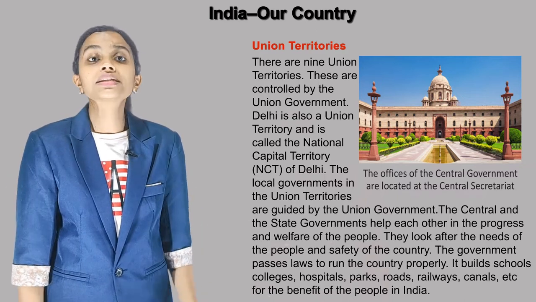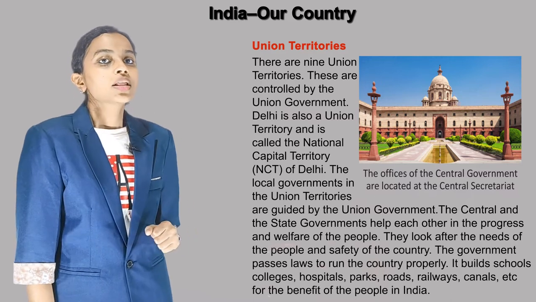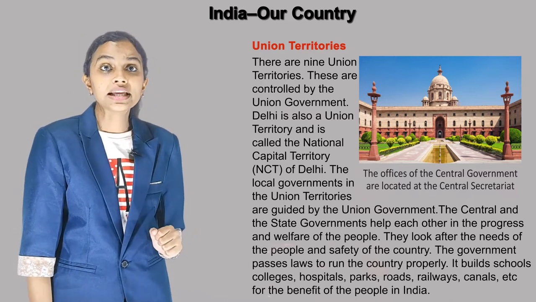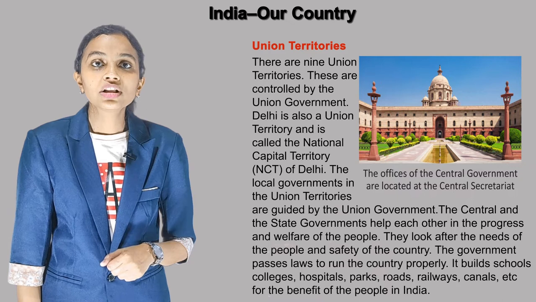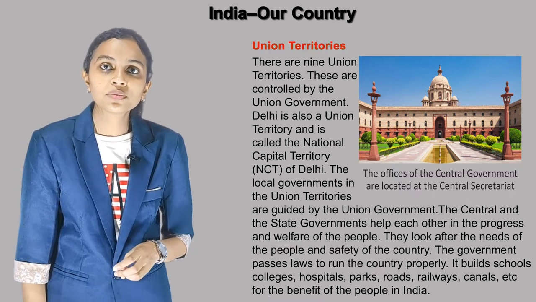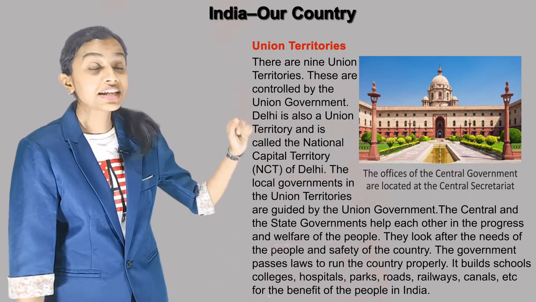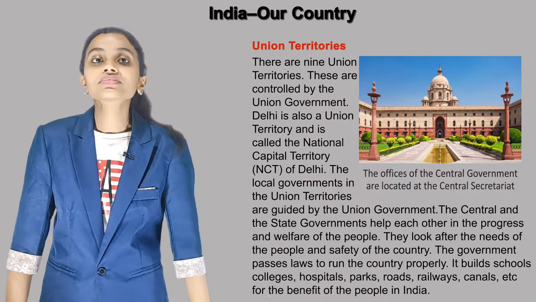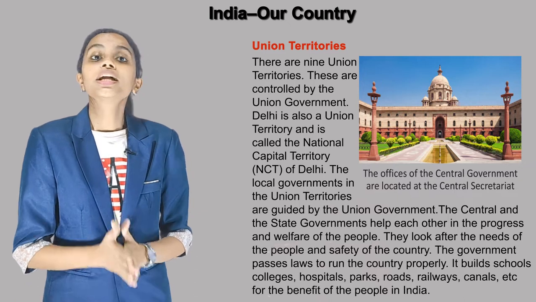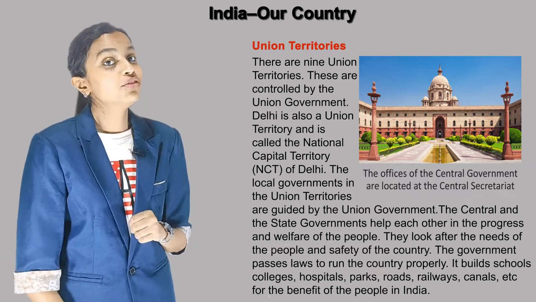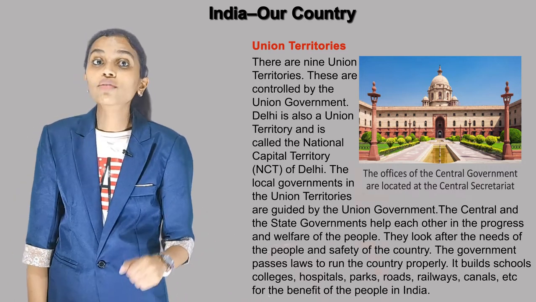The local governments in the union territories are guided by the union government. The central and the state governments help each other in the progress and welfare of the people. They look after the needs of the people. Now see, the offices of the central government are located at the central secretariat. Okay, the central and the state governments help each other in the progress and welfare of the people. They look after the needs of the people and safety of the country.